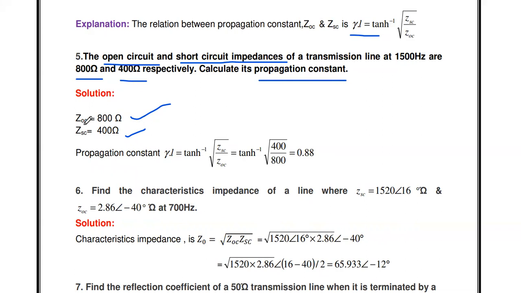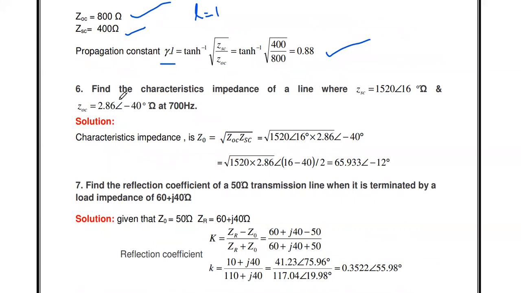So what is the relation between this ZOC, ZSC and the propagation constant? Already you know the propagation constant eta into L is equal to tanh inverse of square root of ZSC divided by ZOC. Here the length is not given, so we are considering the length L equal to 1. So that's why the propagation constant eta equals tanh inverse of square root of 400 divided by 800. So we may get the answer 0.88. This is the propagation constant. Okay, so this is a 2 mark problem. Then, similar to this one, you see the next question.